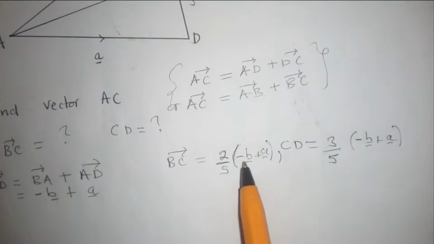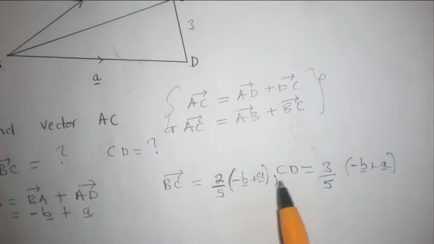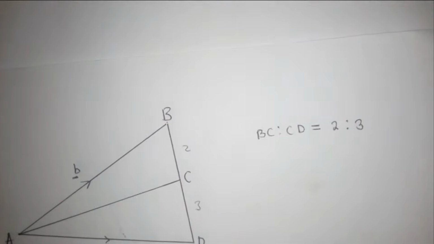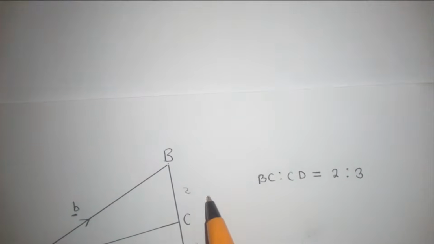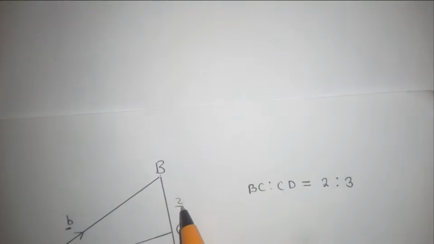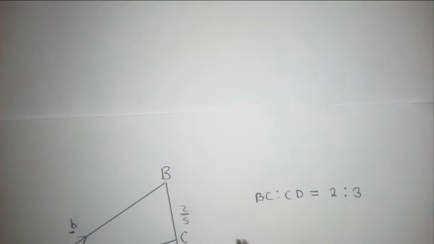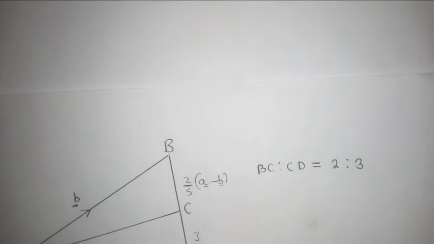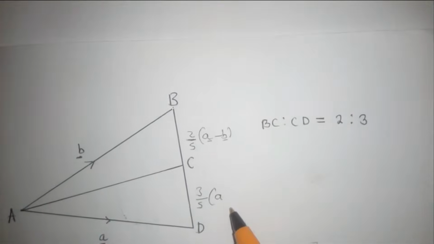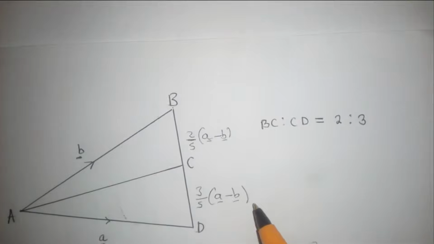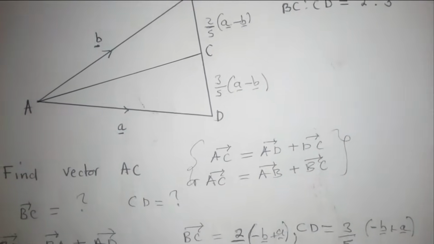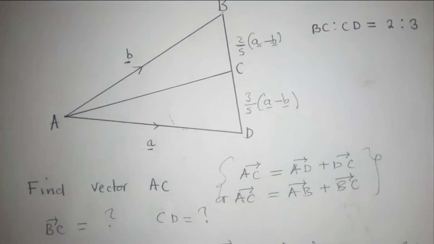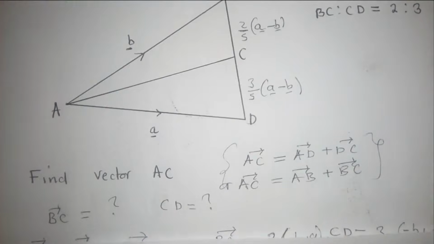Okay, so now we have found the vector BC. This is vector BC, and this is vector CD. So we can even write them here. Vector BC is 2 over 5 of (a minus b), and this one, CD, is 3 over 5 of (a minus b). Now we have these vectors, which means we can answer this question.